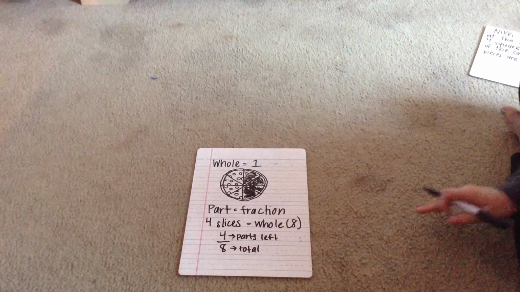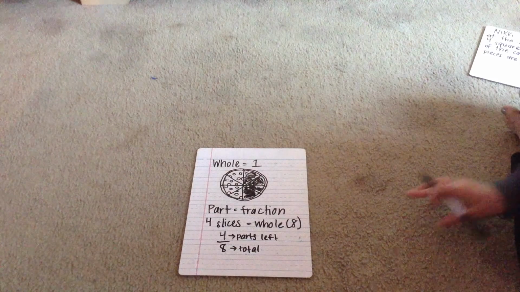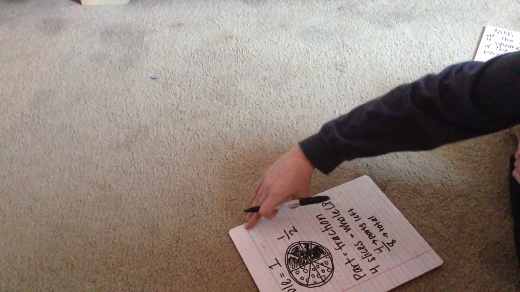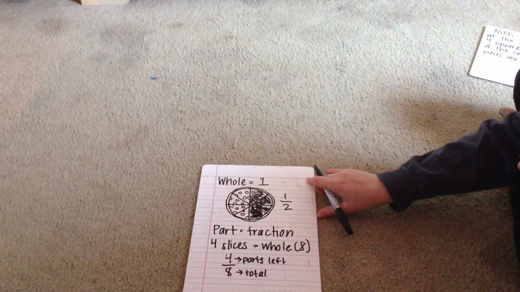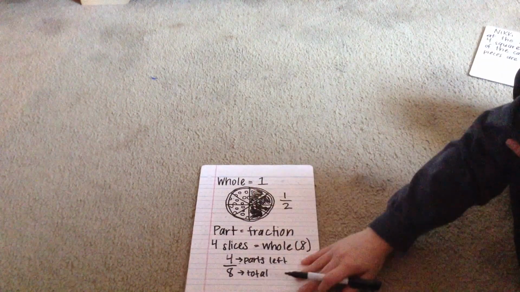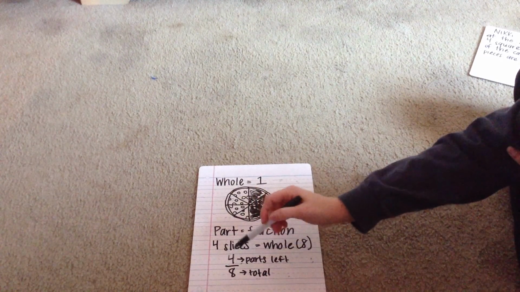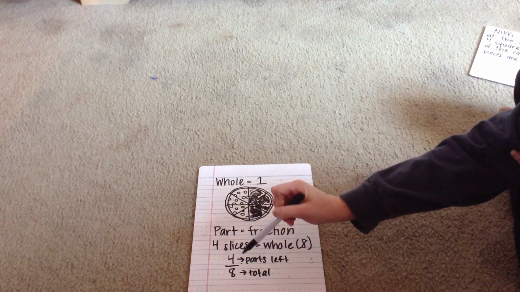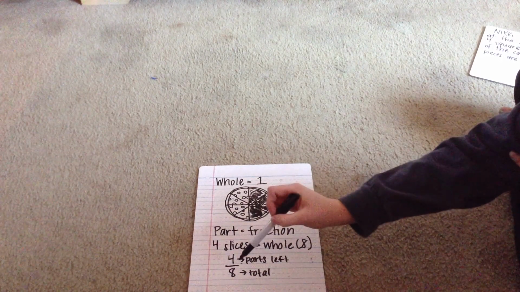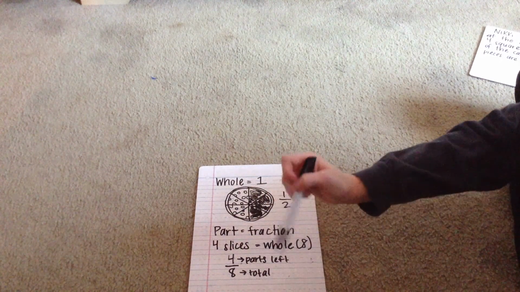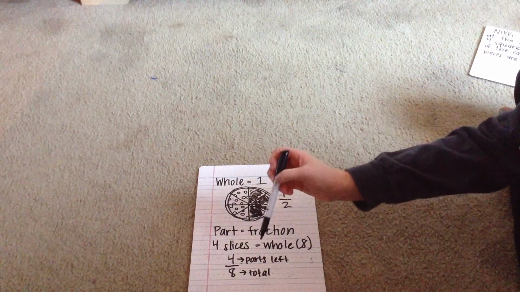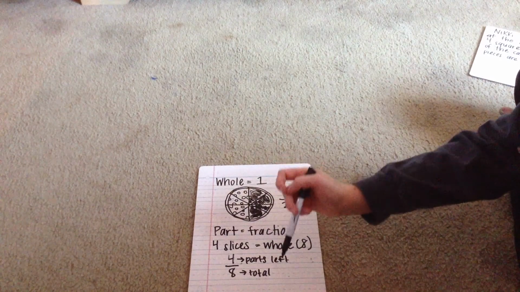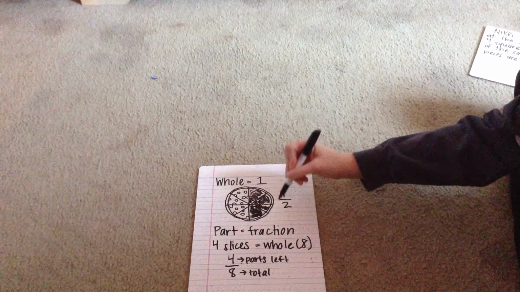We can even reduce our 4/8 down farther, and we have half of our pizza left. Because when you reduce, we're dividing this by 2. So 4 divided by 2 is 2. 8 divided by 2 is 4. And then we can even divide again. So 2 divided by 2 is 1. And 4 divided by 2 is 2, which leaves us with 1/2.